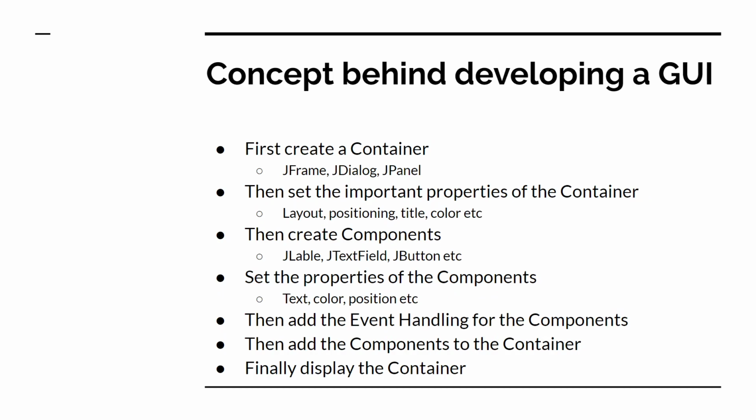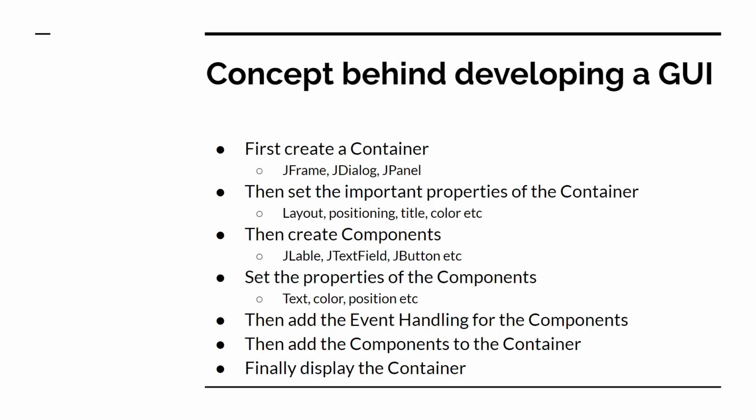So to start with, if you are doing it for the first time, what is the concept behind developing a GUI? The concept is, first we have to create a container. The containers are things like JFrame, JDialog, and JPanel, and these are standard classes in Java. You don't have to create them, they are already available in the API. API stands for Application Programming Interface. I will show it in a little while, immediately after this.